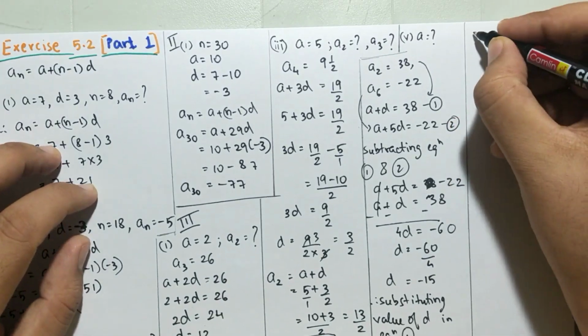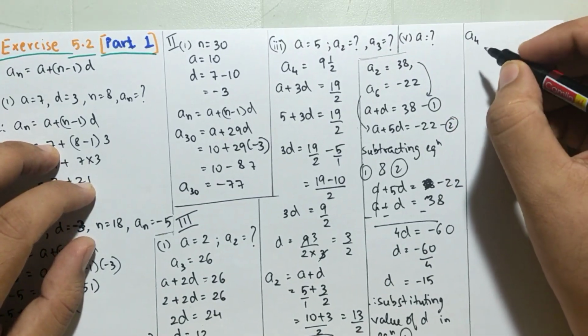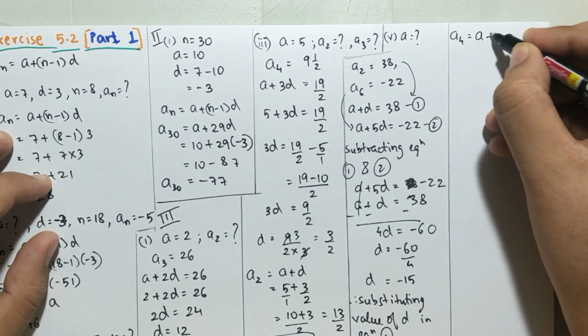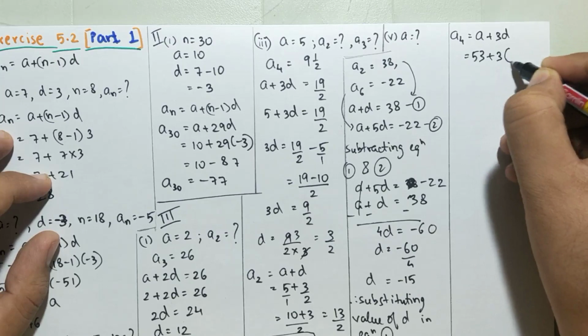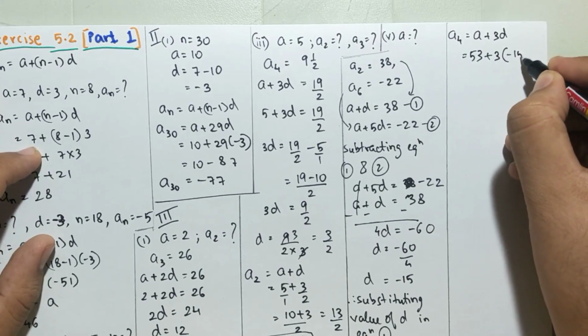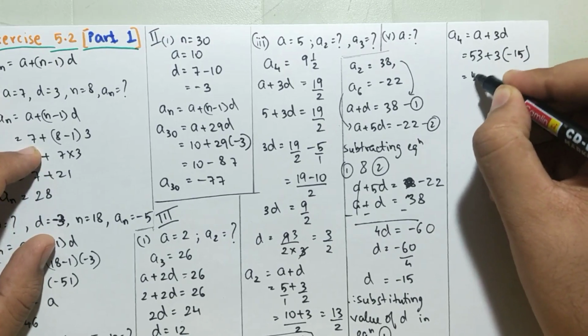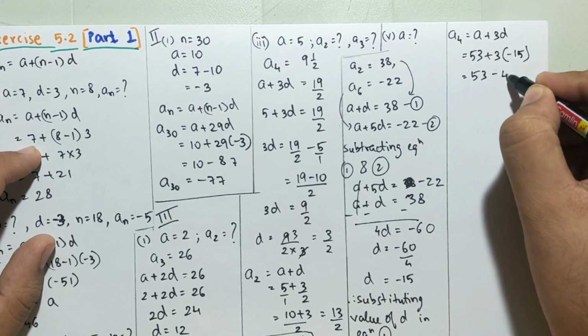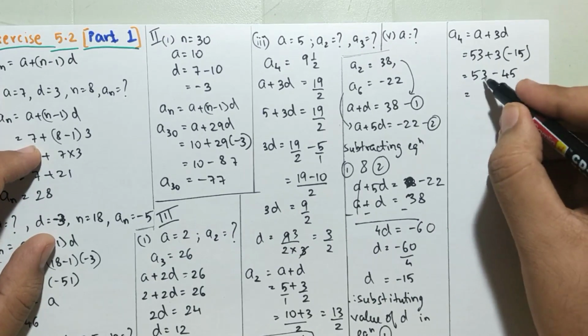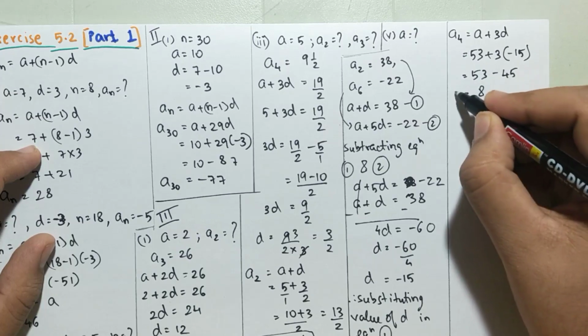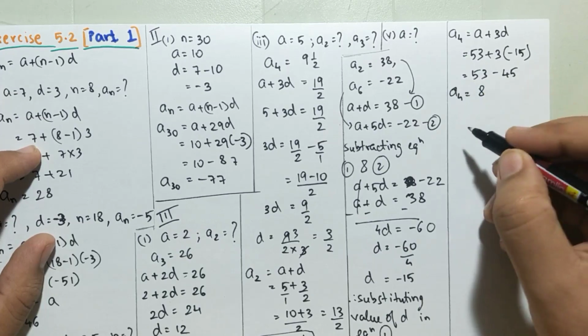Now the fourth term, that is a4. a4 can be written as a plus 3d, that is 53 plus 3 multiplied by minus 15. So 53 minus 45 would be 8. This is my fourth term.